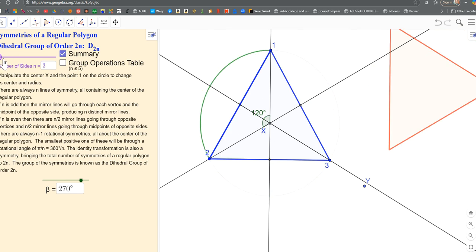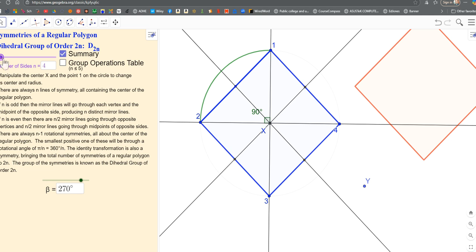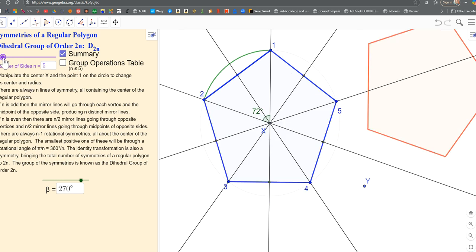And you can see there's 3 sides, which is the least number you can make for a polygon. That's going to give you a dihedral group of order 6: 3 reflections, 2 rotations, and the identity. 4 sides, that's going to give you a dihedral group of order 8. That gives you 4 sides, but also 4 reflective symmetries, 4 mirror lines, and 1, 2, 3 different rotations and the identity. 5, dihedral group of order 10, because there are 5 reflections, 4 rotations, and the identity.